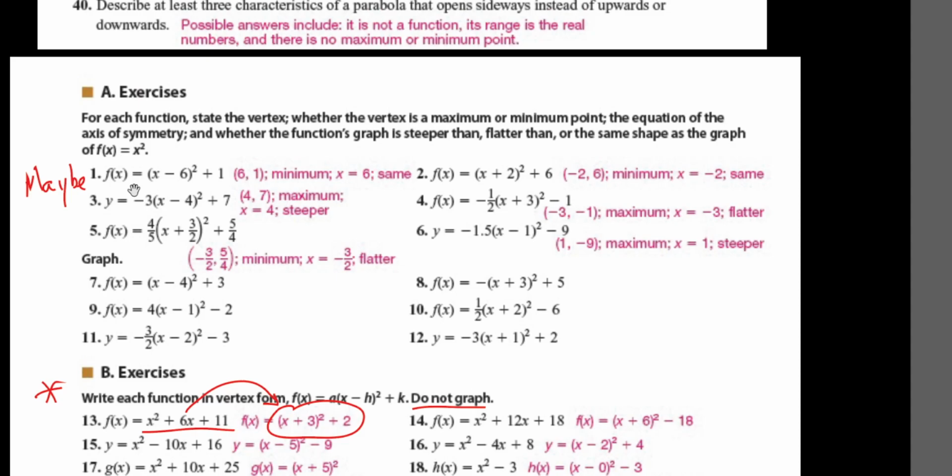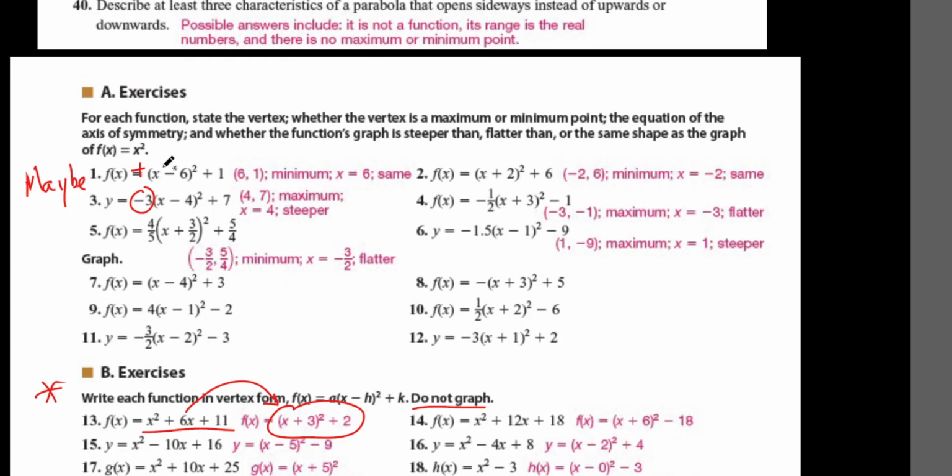How do I know it's a minimum? Because I know this thing opens what? Down. This one? Up. Right, because there's a positive in front of there, right? So it opens up. That means my vertex is going to be a minimum, right? Because it opens up. If you had a negative, like right here, what does that mean? That means it's going to open down, and so your vertex is a maximum because it's at the highest point.